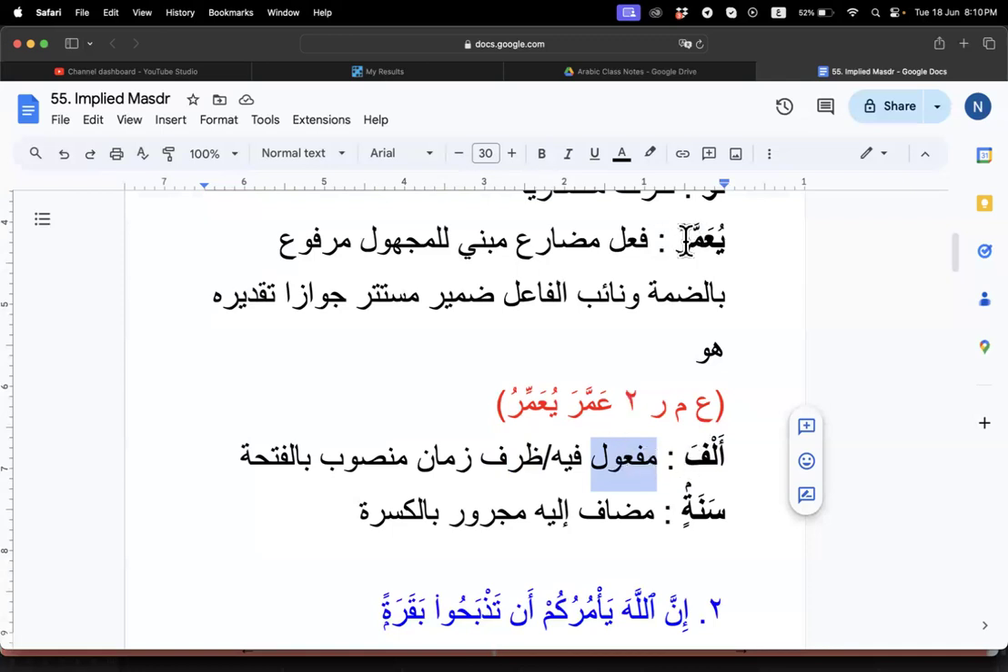This is talking about life prolonging for how many years. So this one is actually maf'ul fihi, also of zaman. Then this is a normal mudaf ilayhi. Inshallah.